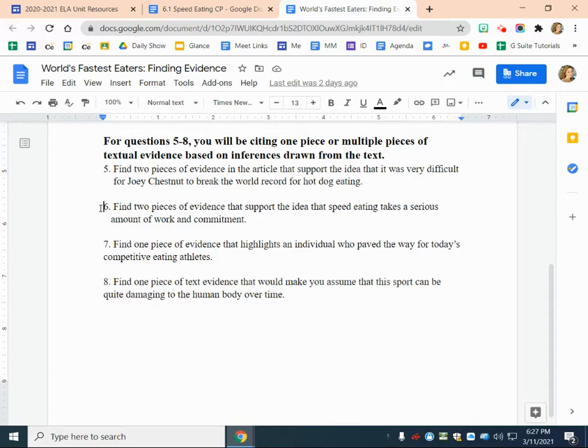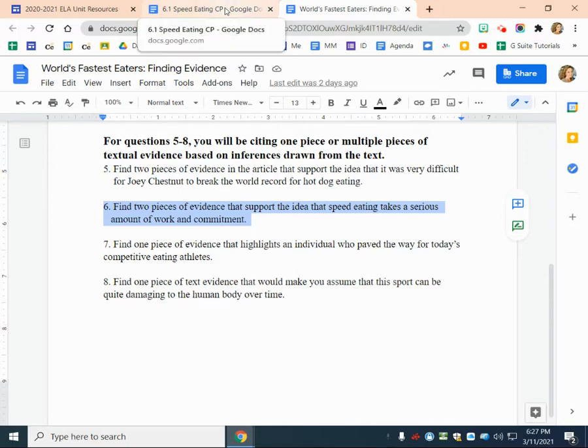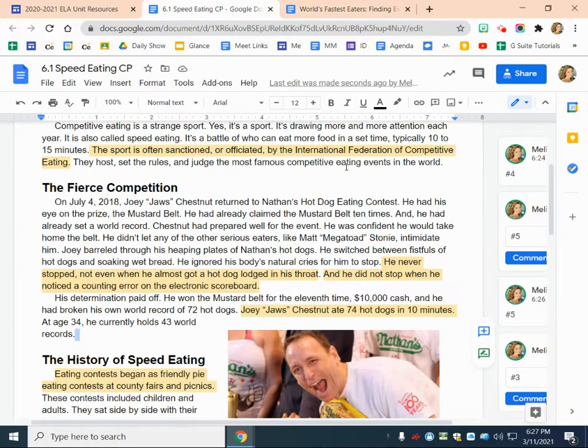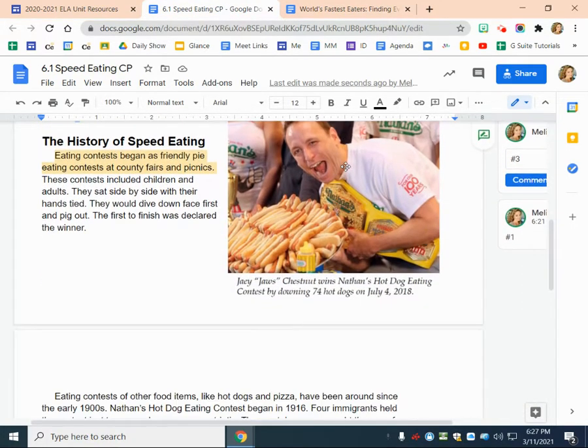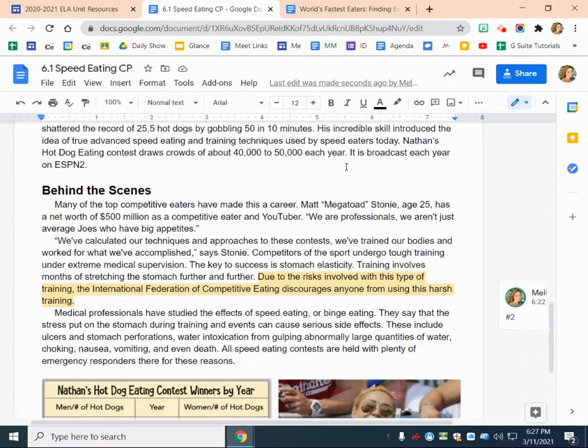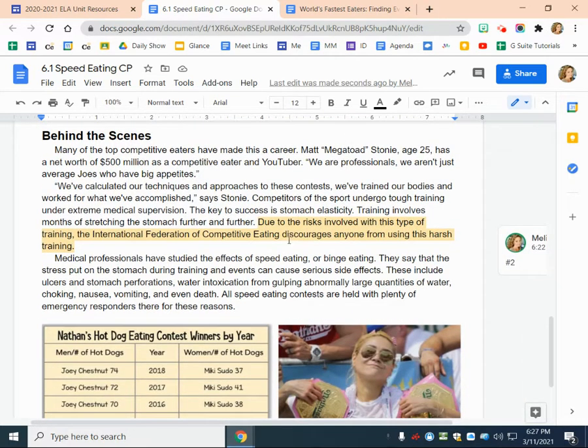Number 6, find 2 pieces of evidence that support the idea that speed eating takes a serious amount of work and commitment. 2 pieces of evidence that show that it takes a serious amount of work. I think I remember them talking about training in the last section. So I'm going to skim down here. It says, we've calculated our techniques and approaches to these contests. We've trained our bodies and worked for what we've accomplished. It says competitors of the sport undergo tough training under extreme medical supervision.